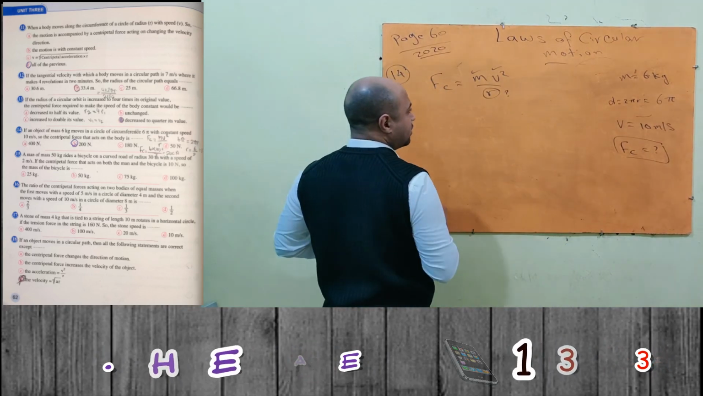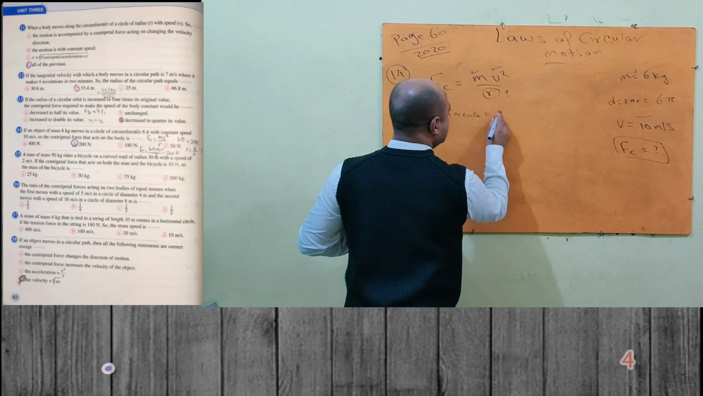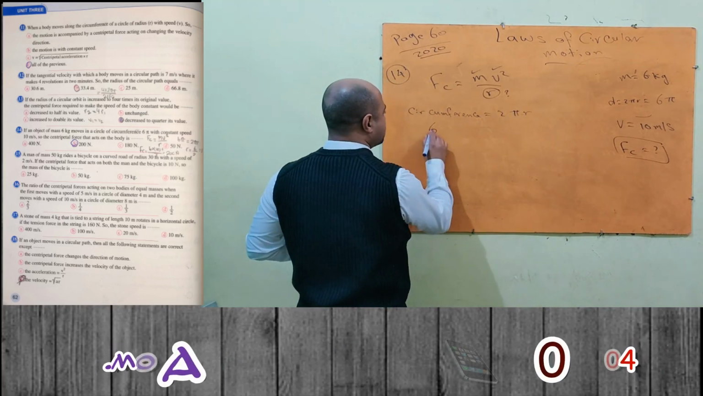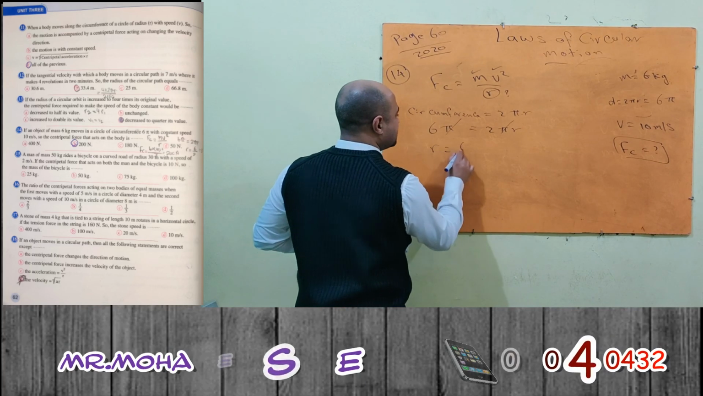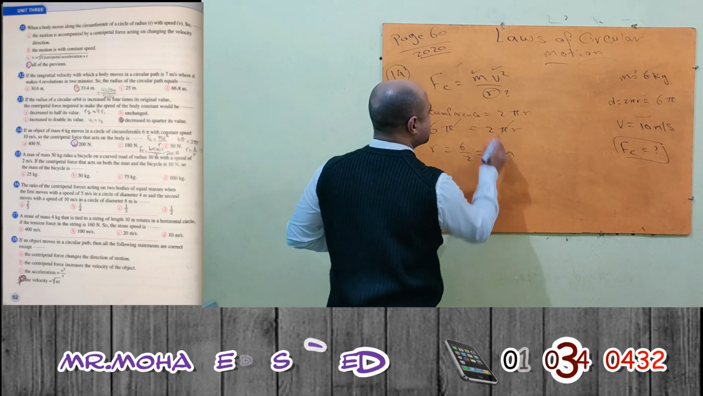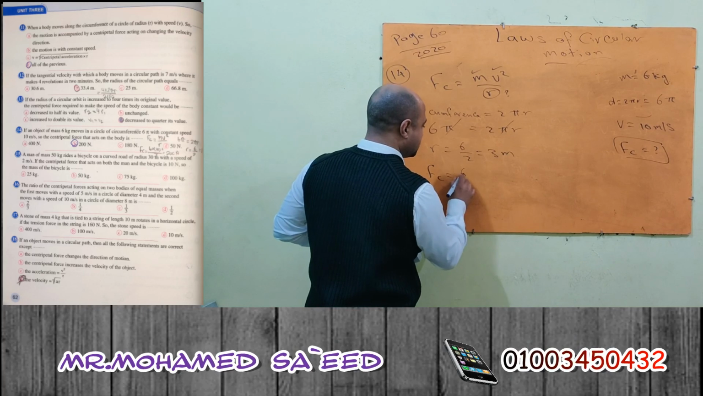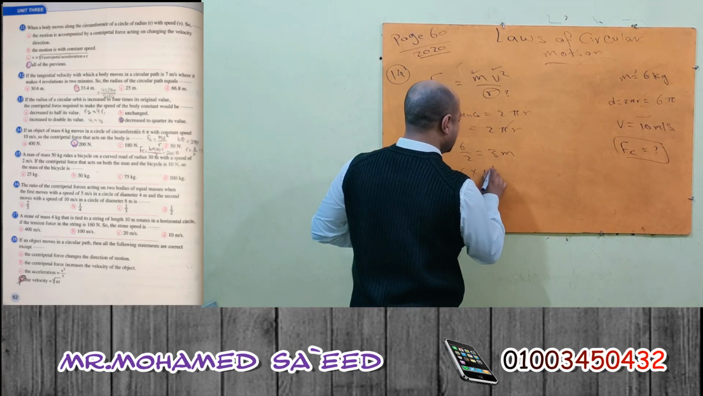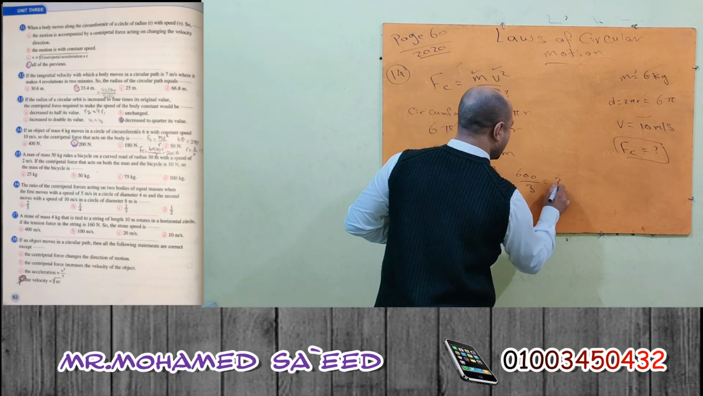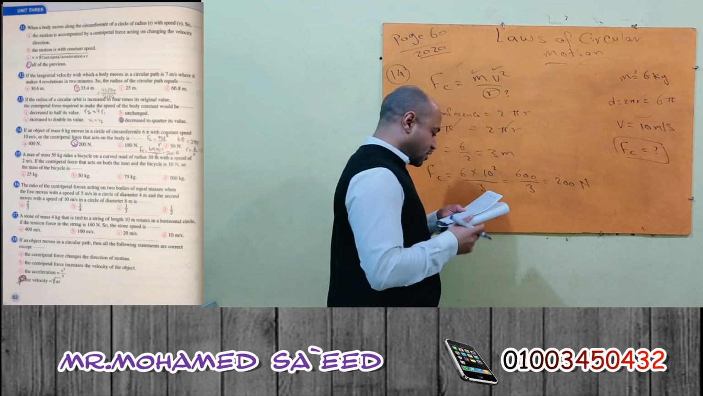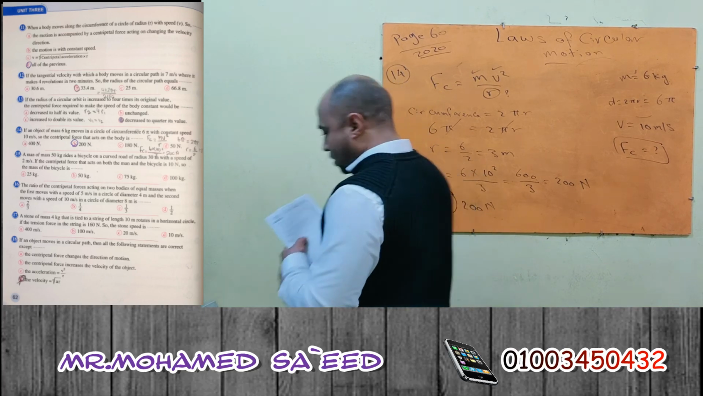We have the circumference equals 2 pi r, and the circumference equals 6 pi. So 6 pi equals 2 pi r. Pi cancels with pi, so r equals 6 over 2 equals 3 meters. Now we have the radius of this circular path. So FC equals m, 6, times v square, 10 power 2, over 3. 600 over 3 equals 200 Newton. So the centripetal force equals 200 Newton. So the true answer is B, 200 Newton.